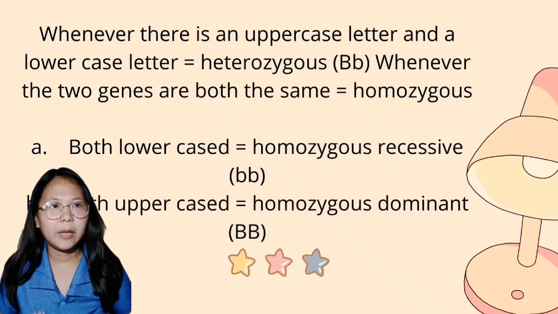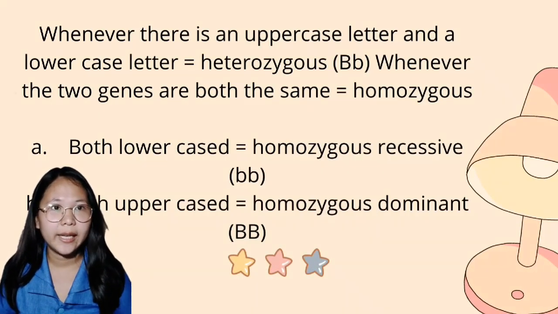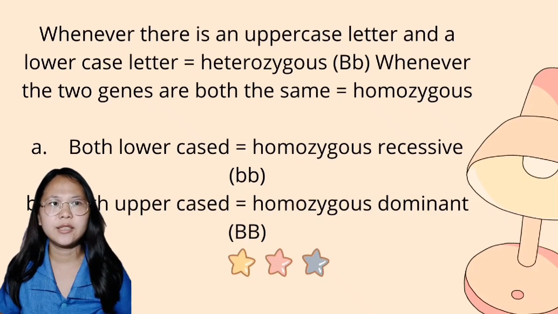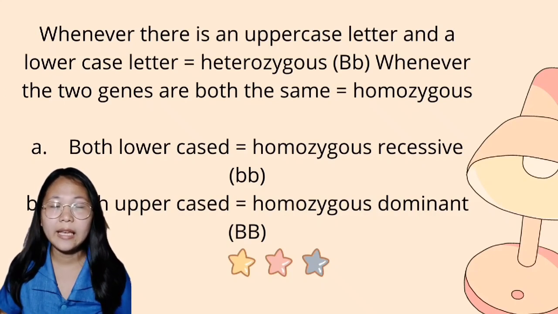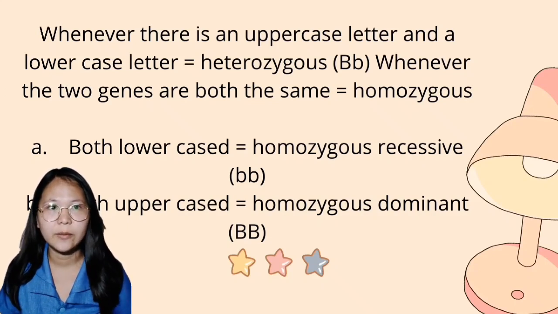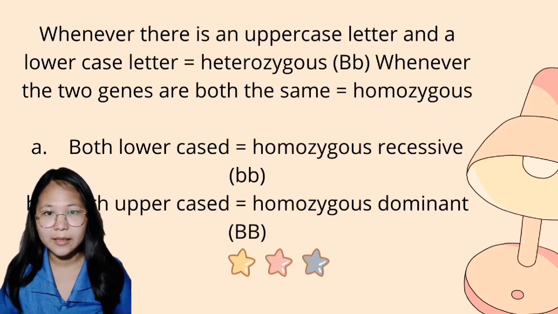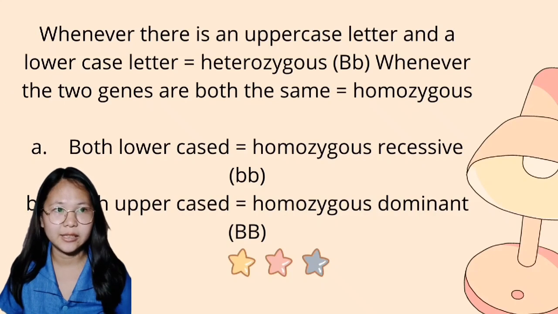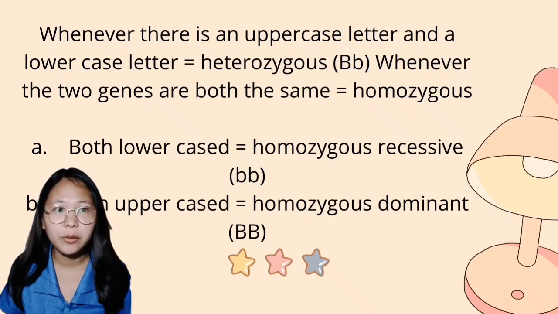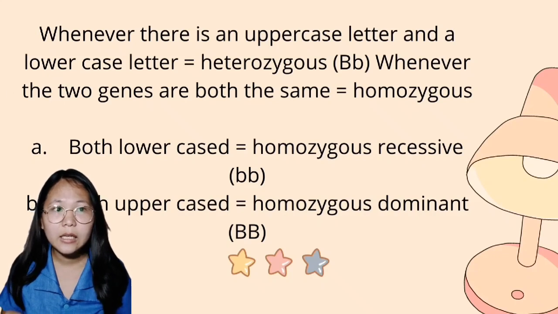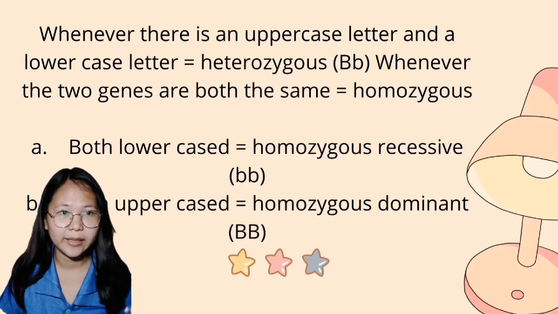Whenever there is an uppercase letter and a lowercase letter, it is heterozygous. Whenever two genes are both the same, it is homozygous. Both lowercase bb is homozygous recessive, and both uppercase capital B is homozygous dominant.